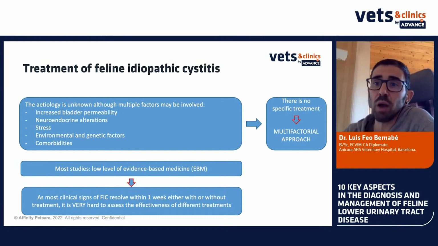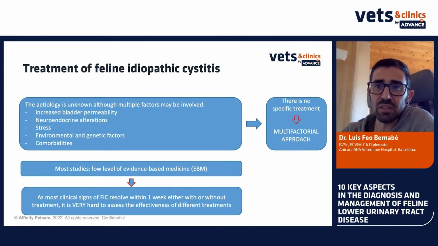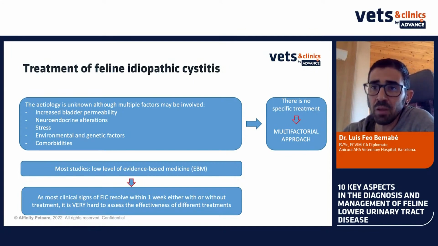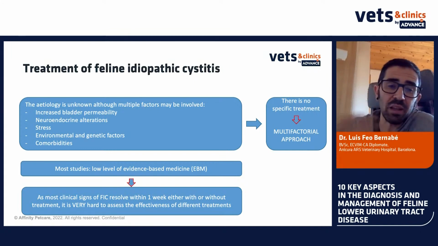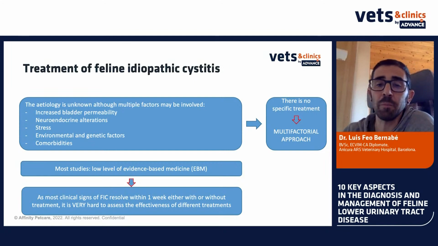So at this point, there is no specific treatment for this disease, but what we do is a multifactor approach, and we treat in different ways. Also, it's interesting, and it's probably why it's difficult to know the best treatment option, that most studies have a low level of evidence-based medicine in this disease. This is probably because most of the clinical signs in feline idiopathic cystitis resolve within 1 week, either with or without treatment.